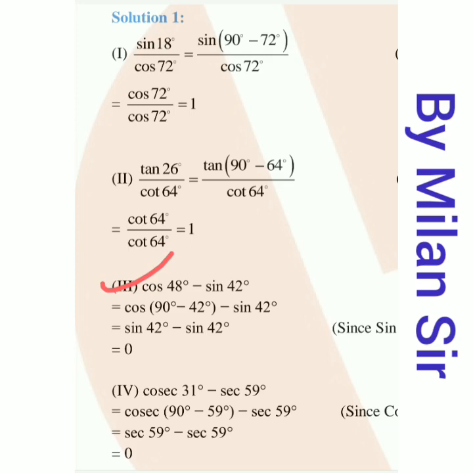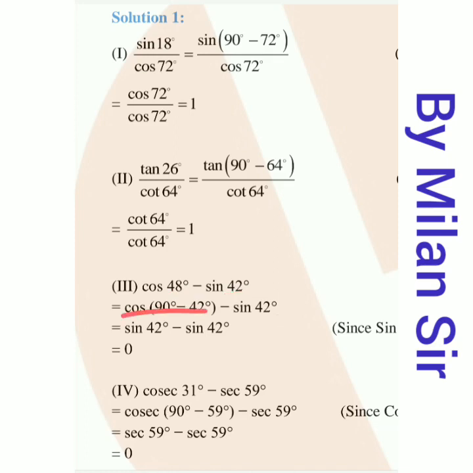Third question, cos 48 minus sin 42. Again 48 plus 42 is 90, so we can use complementary functions here. Now you can convert cos into sine, otherwise sine into cos. Here I am going with cos into sine. So for 48, I can write cos 90 minus 42, because 90 minus 42 is equal to 48, and sine 42 as it is.